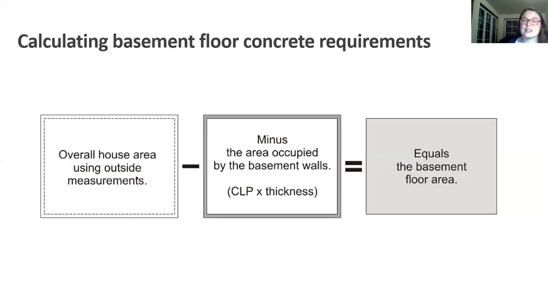So how do you calculate it? First of all, you're going to use the outside measurements. So the measurements given in the blueprint. You're going to find the overall area that the house takes up. Easy enough to do, especially if it's a rectangle. It won't always be a rectangle. So you'll find the overall area. I'll give you another word for that. We call this the gross area.